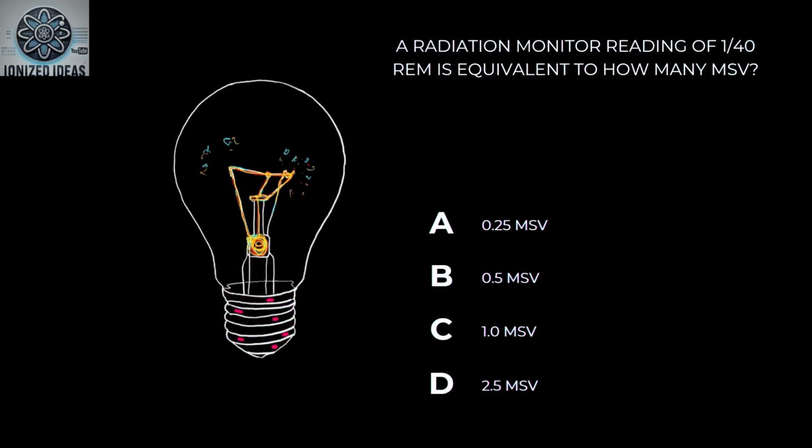A radiation monitor reading of 1/40th rem is equivalent to how many mSv? A. 0.25 millisieverts. B. 0.5 millisieverts. C. 1.0 millisieverts. D. 2.5 millisieverts.